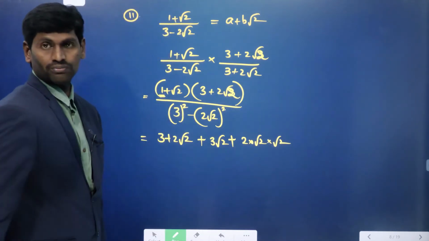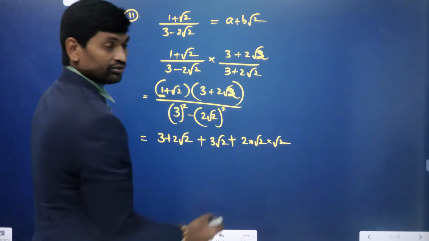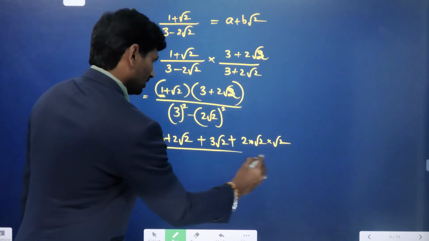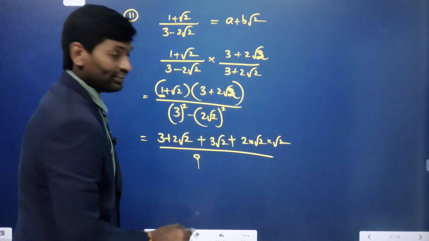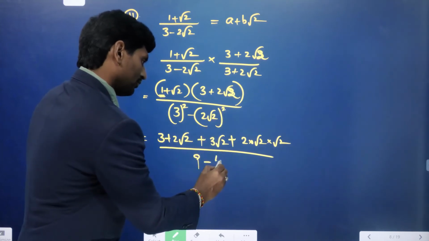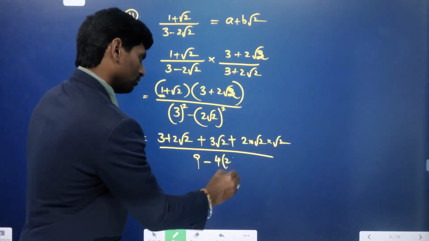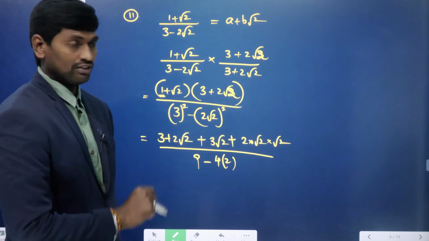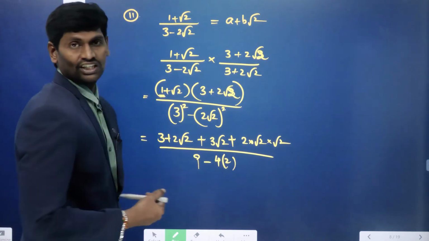2 root 2 into root 2 becomes 4, because root 2 into root 2 value is 2, 2 into 2 is 4. The denominator, 3 square value 9, 2 square value 4, and square root cancel, 2 into 4 is 8. 9 minus 8, 1 will be there, so the denominator we can leave it.